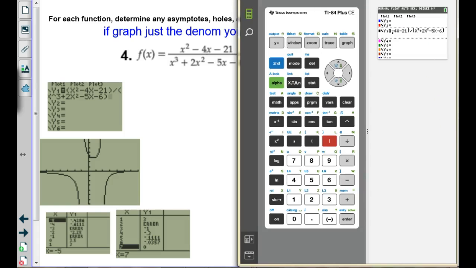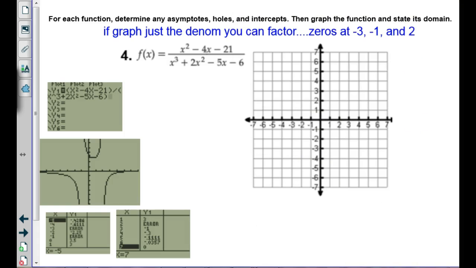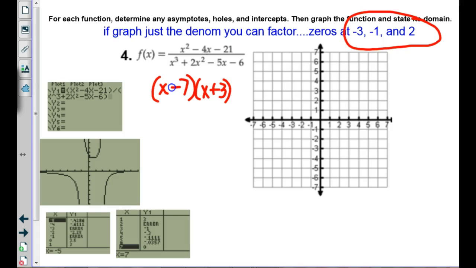Okay, someone get somewhere? Okay, that's what I had up here. I cheated. All right, so how does the top factor first? To get factors of 21 that make 4. x minus 7 and x plus 3. Does that FOIL back together?